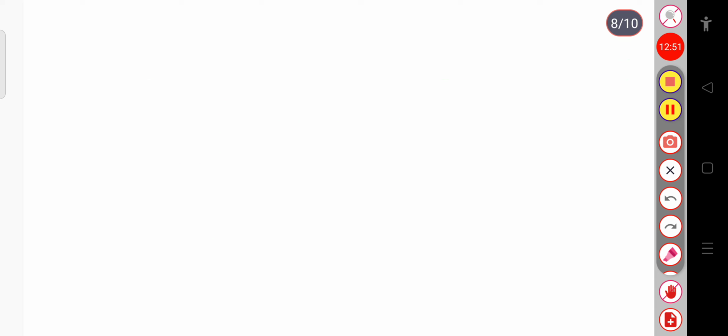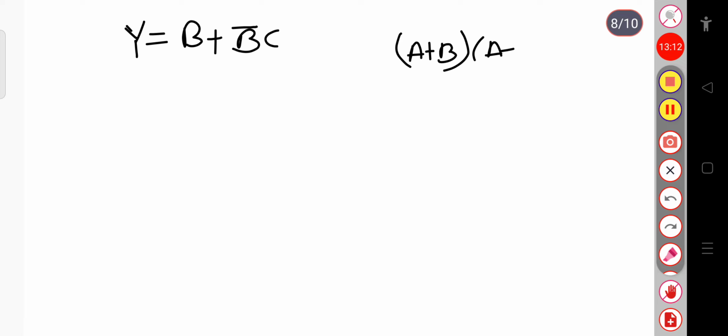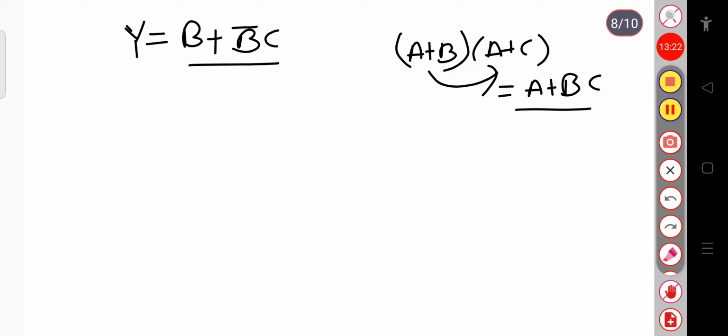Suppose it is also given to minimize the expression y equal to b plus b bar into c. Here, b plus b bar into c. So it is given in the form of, suppose I write first, (a plus b) into (a plus c) equals a plus bc. Here you can see that a plus bc is given. So you have to write it in the form of (a plus b) into (a plus c). So what do you have to write?